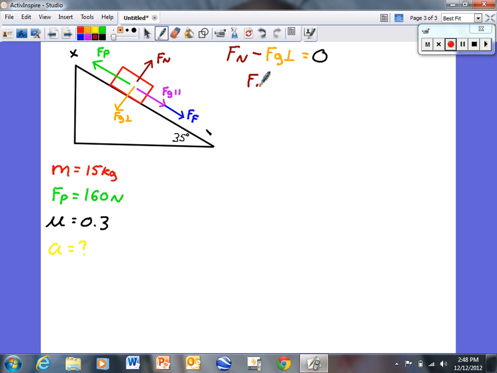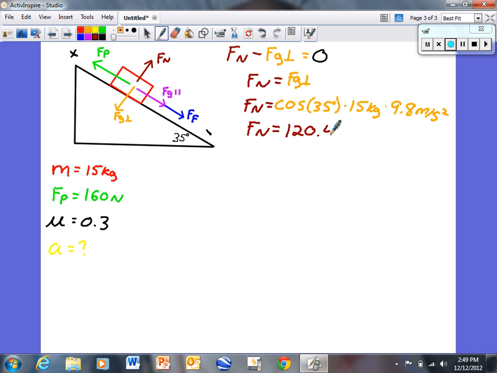From here, I know that my normal force has to equal force of gravity perpendicular. When I plug in with my equation for force of gravity perpendicular, that's the cosine of the angle, which is 35 degrees, times the mass of the object, which is 15 kilograms, multiplied by 9.8 meters per second squared. When I do that, I find that the normal force is 120.41 newtons.